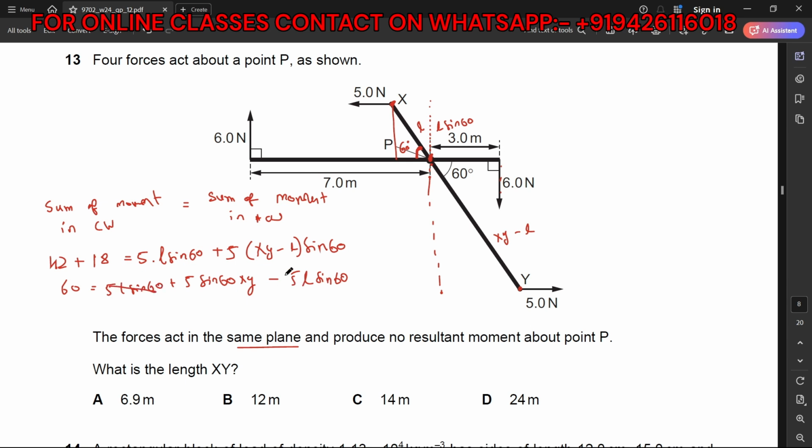So 5L sin 60 and 5L sin 60 cancel out. If I make XY the subject, the answer will be 60 divided by 5 sin 60. Make sure your calculator is in degrees mode. Now if you solve this, 60 divided by 5 sin 60 comes out to be 13.8. So 13.8 is close to 14, so C must be our answer.